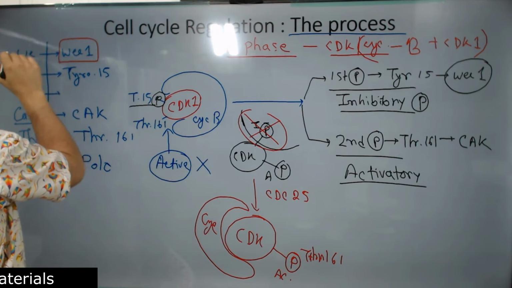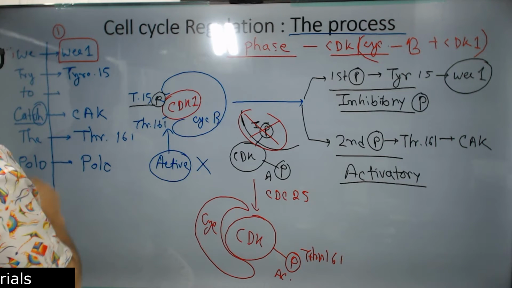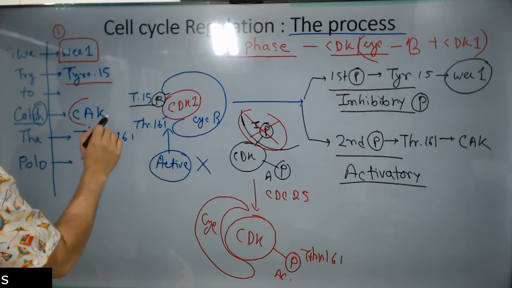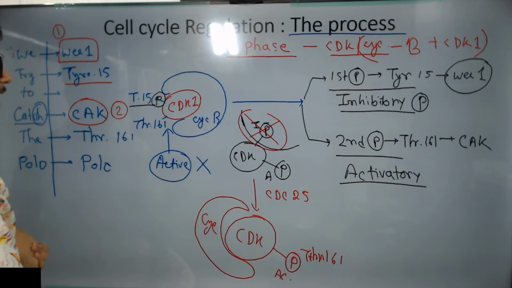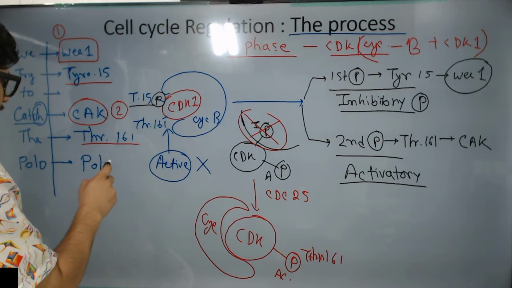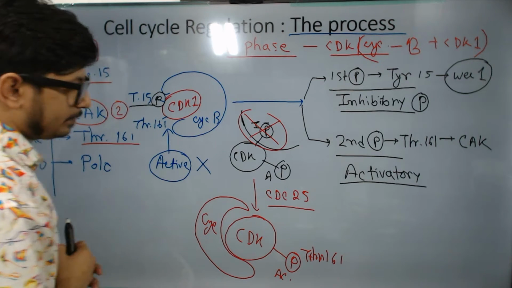Wee1 kinase acts first, adding a phosphate to the tyrosine 15 residue. Then comes CAK, the second phosphorylation, by CAK kinase on the threonine 161 residue. Then the last thing is basically CDC25.